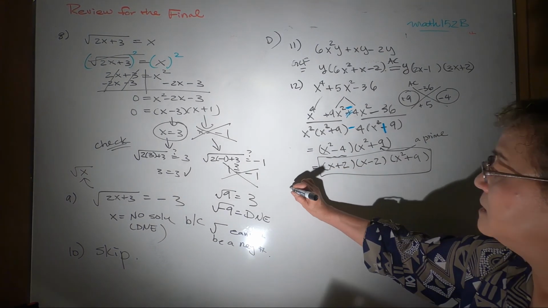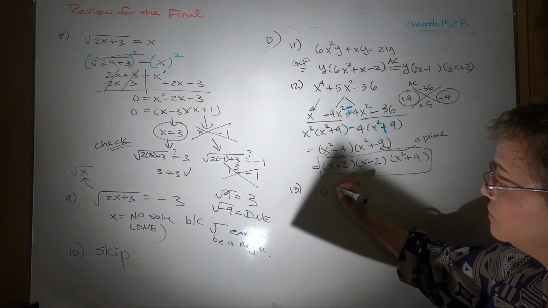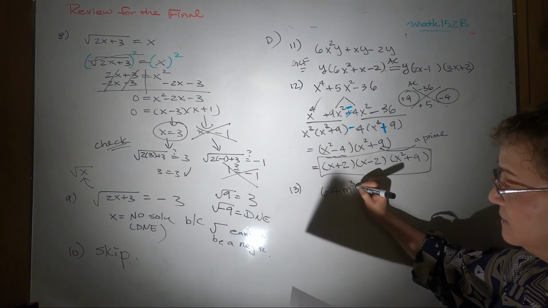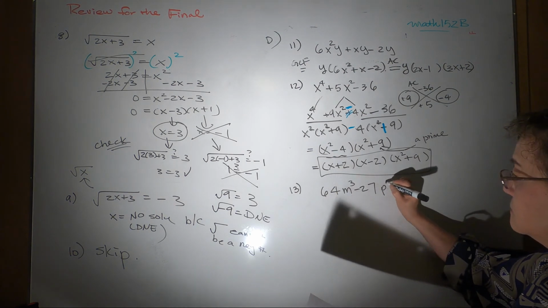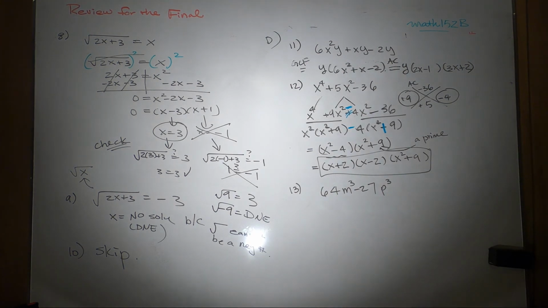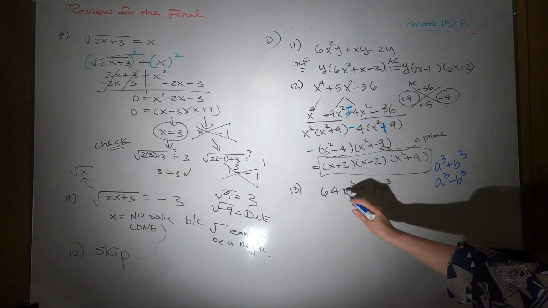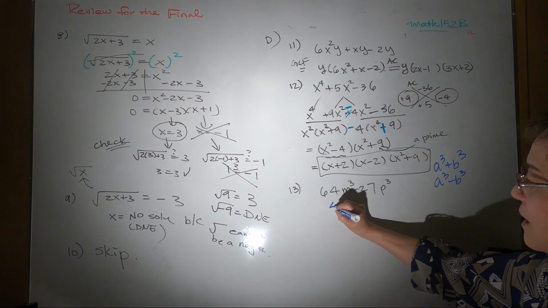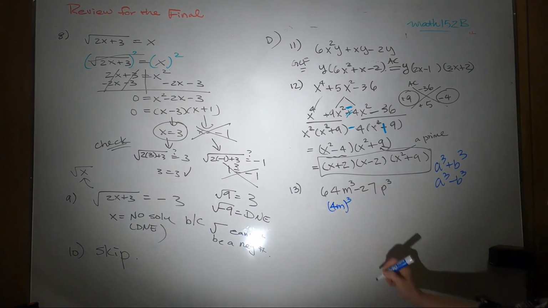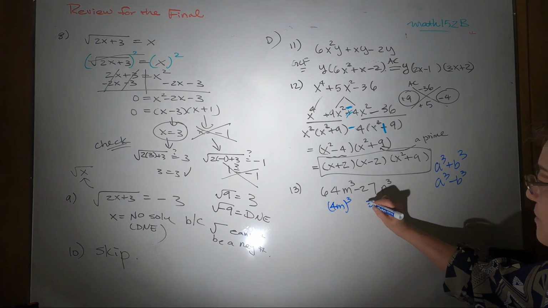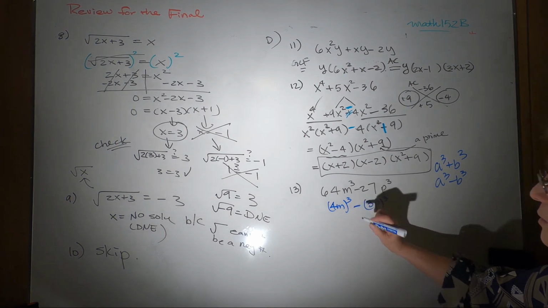Okay. Let's review one more for the cubed things. Right? So we say there is a formula for what? A cubed plus B cubed, right? A cubed minus B cubed, right? You should be able to break down. So 64m cubed will be what? 4m to the third power, right? Then this one will be 3p to the third power.